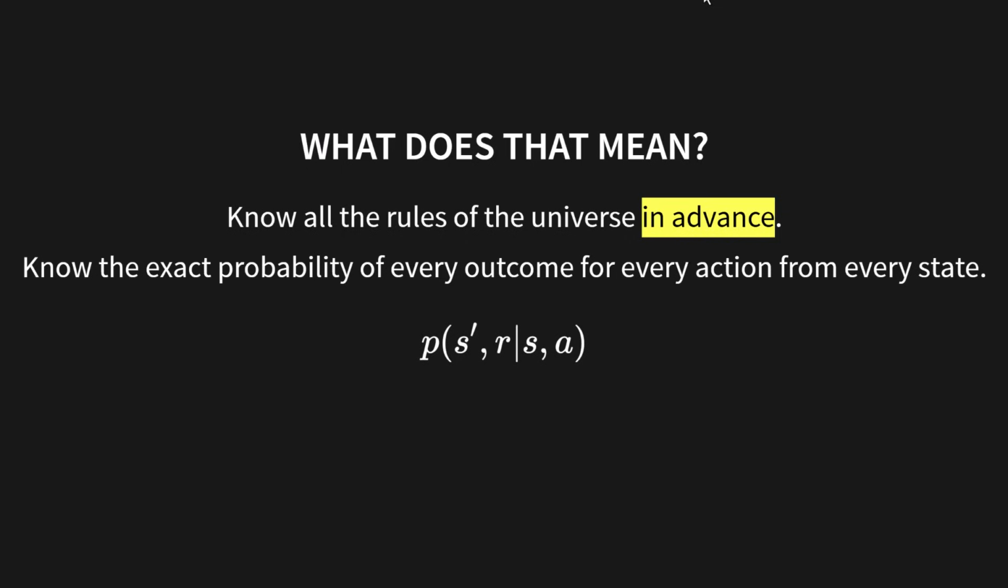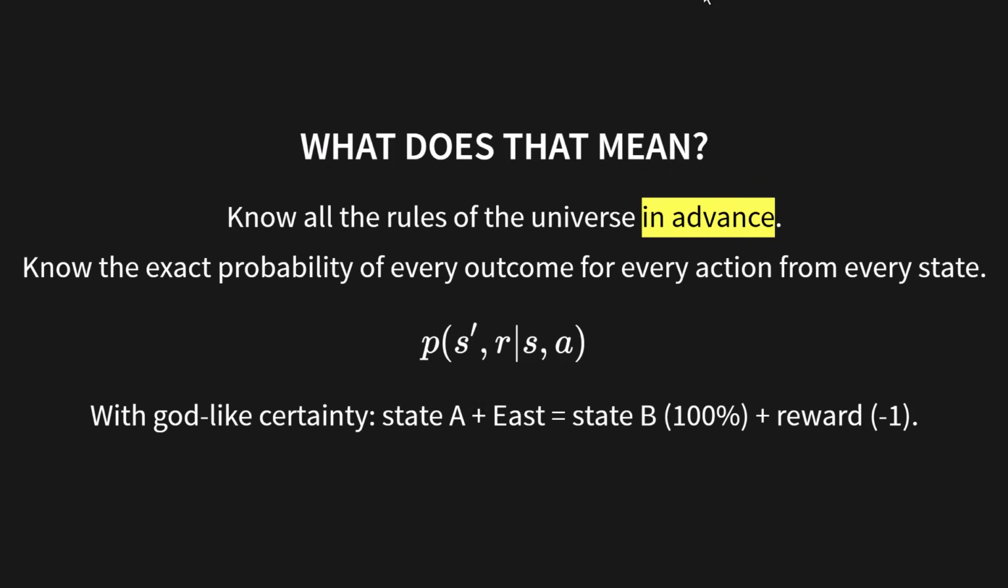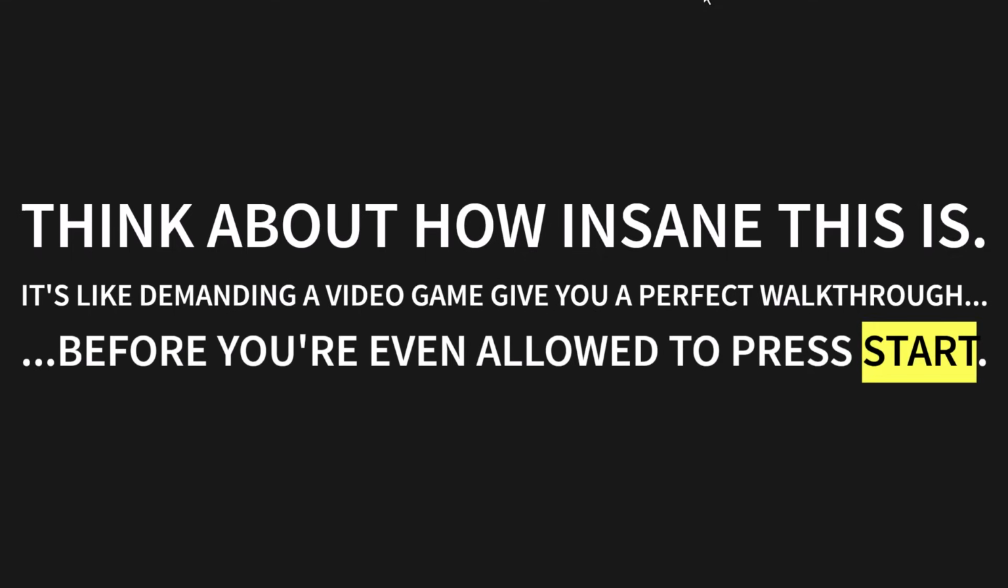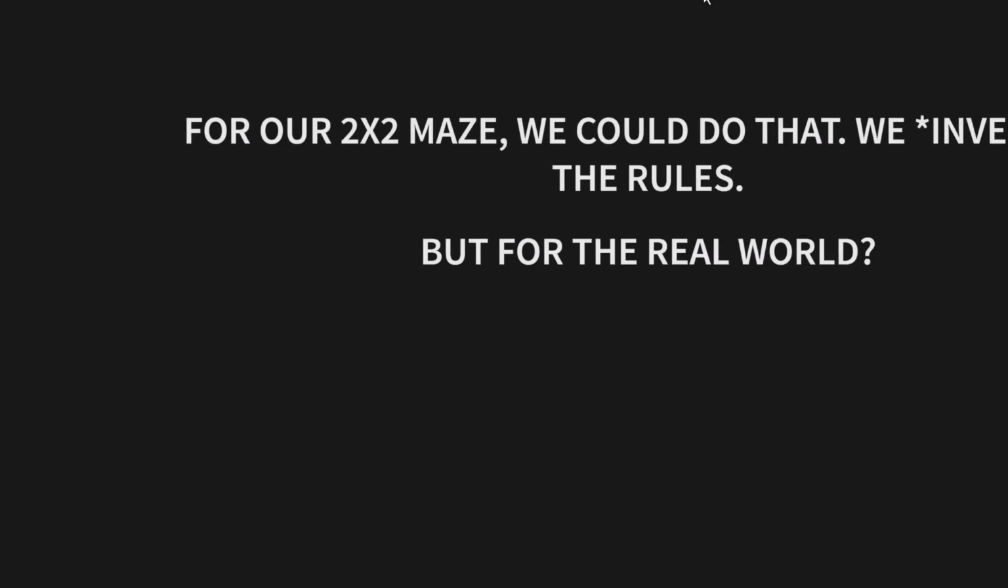You see this formula here on the screen? That's what it represents. You need to know with godlike certainty that if you're in state A and you decide to go east, you will land in state B with a 100% chance and get a reward of -1. Just think about how insane this is. This is like trying to play a video game, but before you're even allowed to press start, the game demands that you be handed a perfect, detailed map of every level, every enemy's attack pattern, and the exact contents of every single treasure chest. It's impossible.